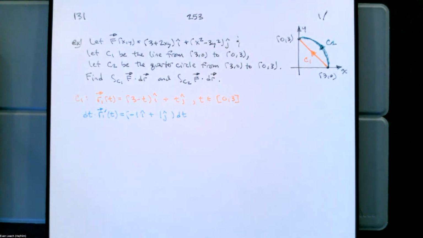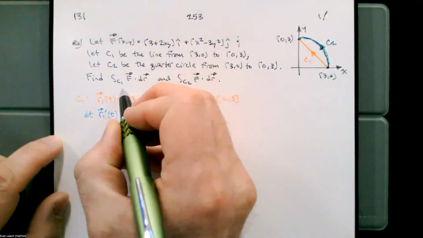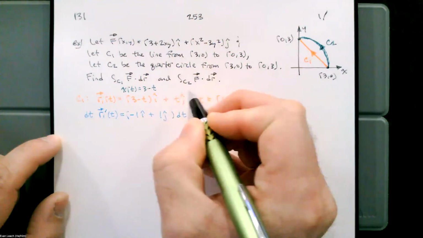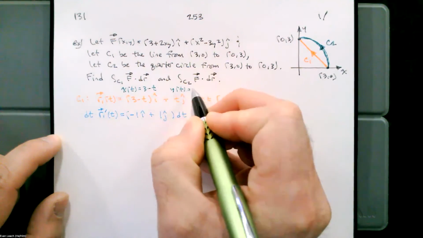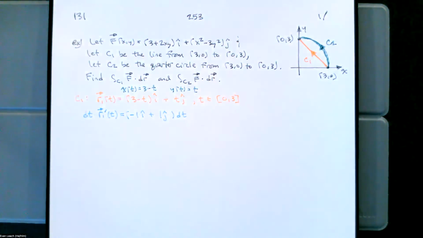Now, when we look at our vector field, it's (3 plus 2xy) i plus (x squared minus 3y squared) j. So I have to take my x and y from our parameterization and put that into our vector field. I have to evaluate the vector field at all these points. So my x of t is 3 minus t, and y of t is t. Here's how we're going to evaluate the vector field at all the points on this curve.